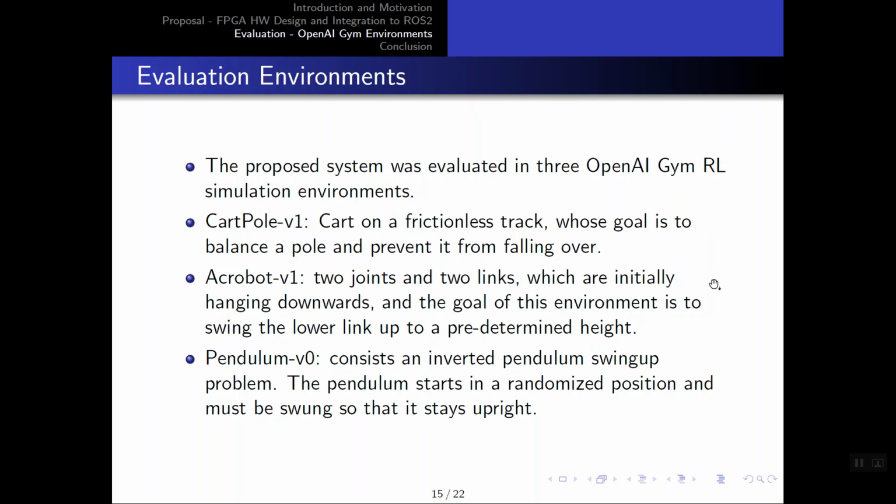The second one is Acrobot-v1, which consists of 2 joints and 2 links, which are initially hanging downwards, and the goal of the environment is to swing the lower link up to a predetermined height. The third benchmark is Pendulum-v0, which consists of the classic inverted pendulum swing up problem. So the pendulum starts in a randomized position and must be swung up so that it stays upright.